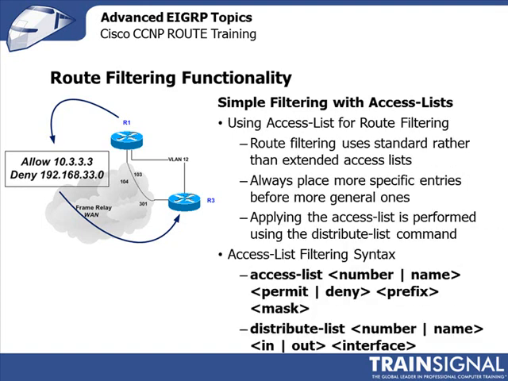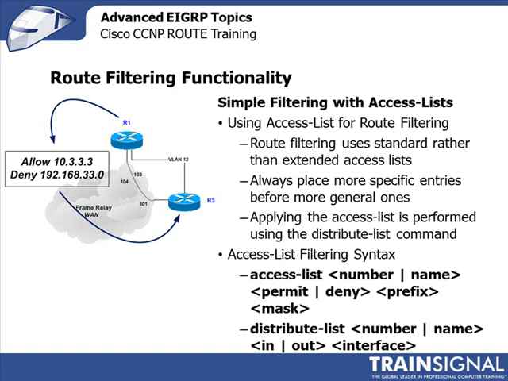Now, when you want to use an access list for route filtering, again, as I mentioned before, it's going to use standard rather than extended lists. It's just going to be a simple permit or deny, network, and mask. Now, when you're doing these, make sure you place more specific entries before more general ones. If you put the general one first, they'll get an immediate match and the specific ones won't be listed. So always go from specific to general when you're listing things.